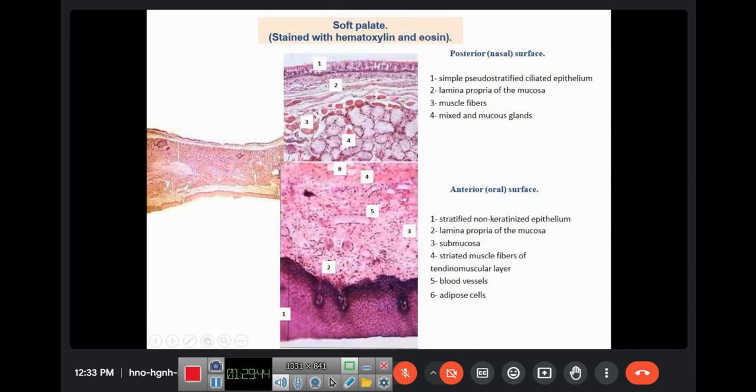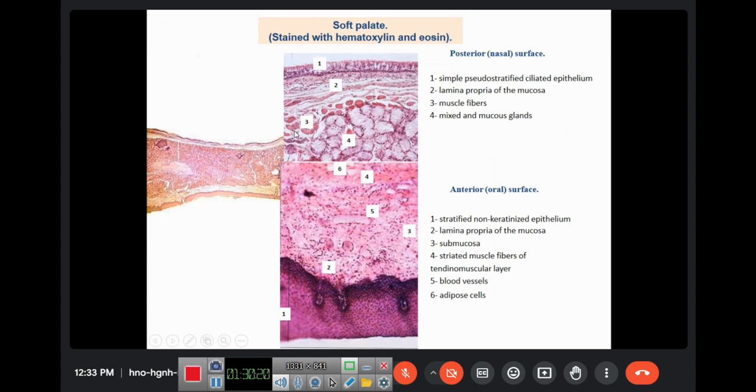Here we see the histological section of the soft palate. Here is the nasal surface in the upper part, and in the lower we have the anterior or oral surface. The same on high magnification. Here we have the portion of the nasal surface with the mucosa, which contains epithelium and lamina propria mucosa with secretory portions of mixed and mucous glands.